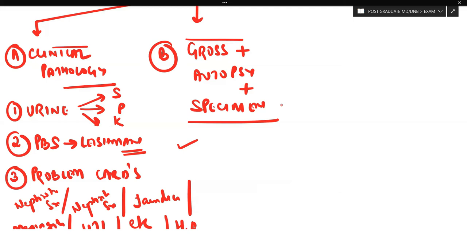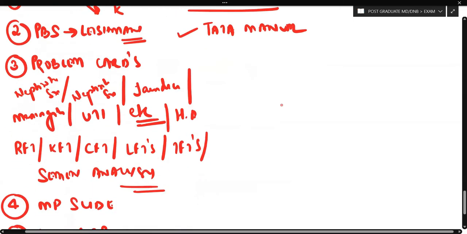So for the gross, I have already uploaded the main book, that is the Tata manual of grossing. The PDF has been uploaded inside the Telegram channel group. You have to read that book like a Bible. And I know that 100% of you have read that book already for the grossing.